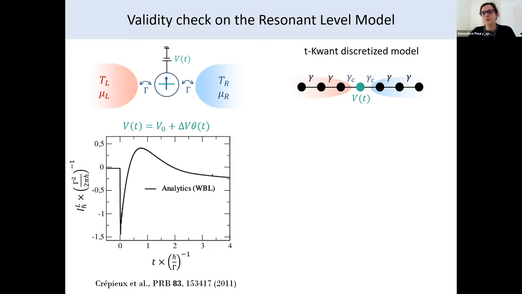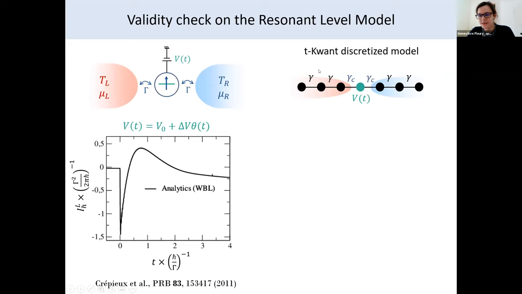So the first system we have studied with our new package is the resonant level model I've introduced at the beginning, because it can be solved analytically in some limits. So it gives us a good toy model to check there is no mistake in the code.